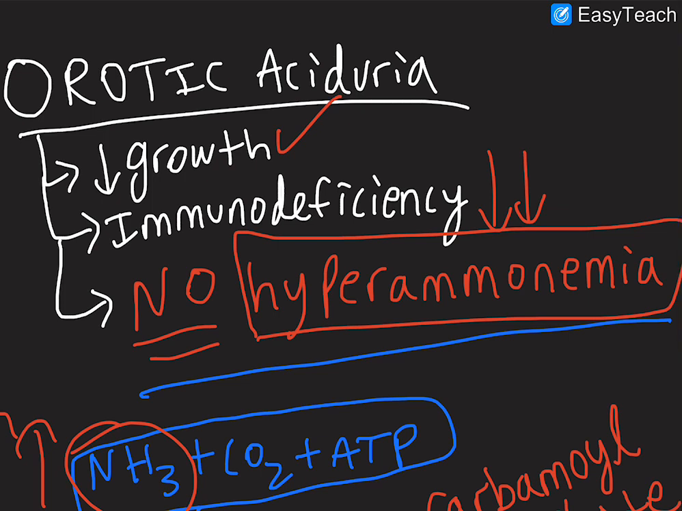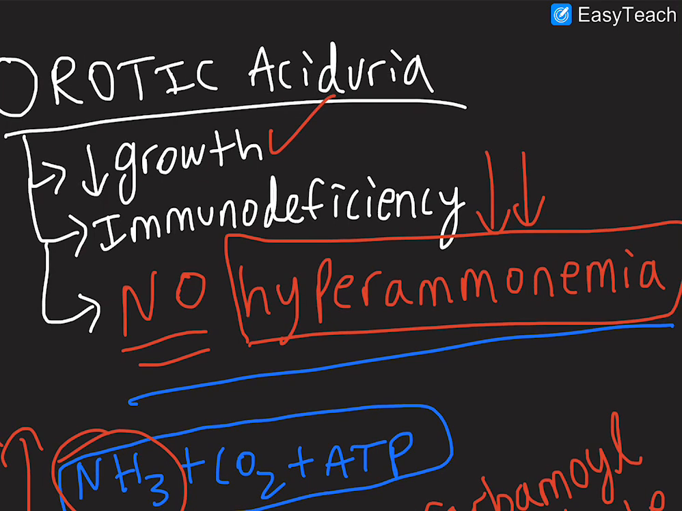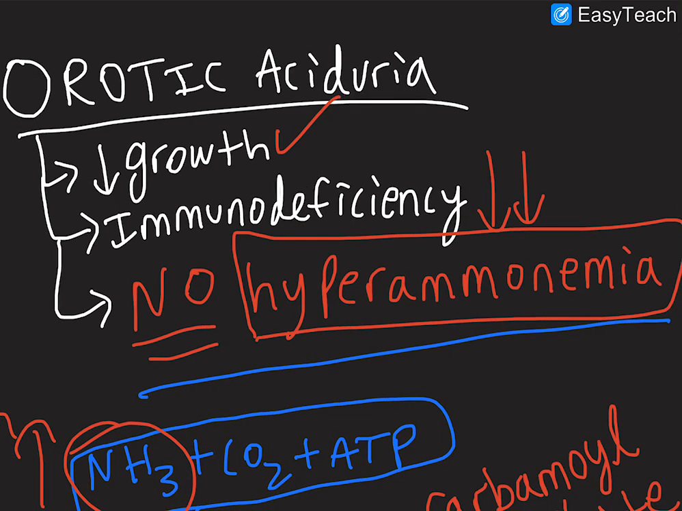Okay, but we'll go over the urea cycle and ornithine transcarbamylase deficiency in more depth in our future videos when we talk more about biochemistry and metabolism. But for now, that was an important distinction to make between orotic aciduria and ornithine transcarbamylase deficiency. All right, so that's basically it for orotic aciduria.